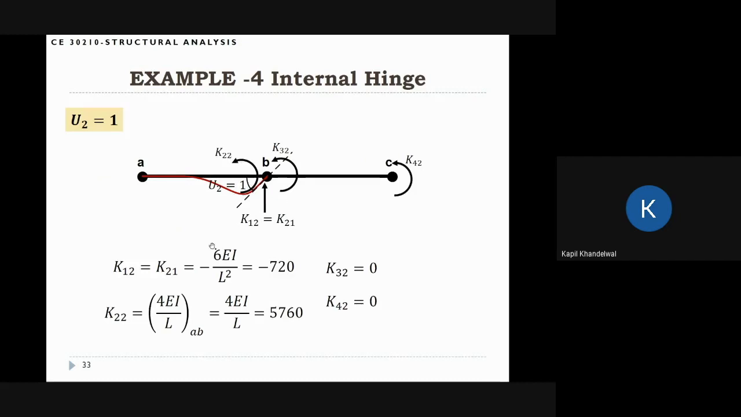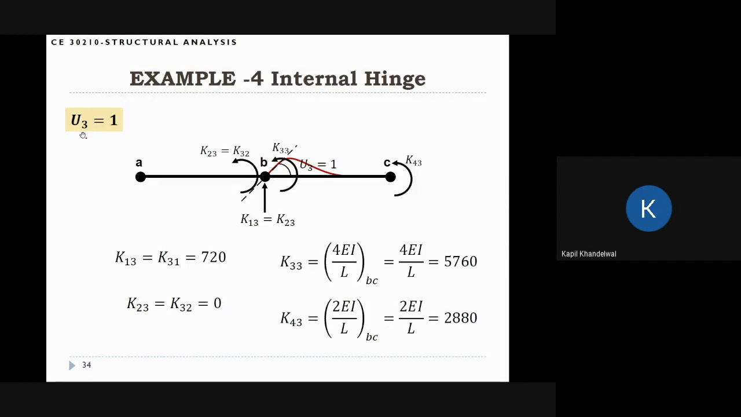So K22 is actually 4EI by L for AB. So if we do the algebra, this is 5760. And K32 and K42 are the forces in member BC. So member BC is not even deforming actually. So these two numbers are all 0 because there is no deformation in member BC.